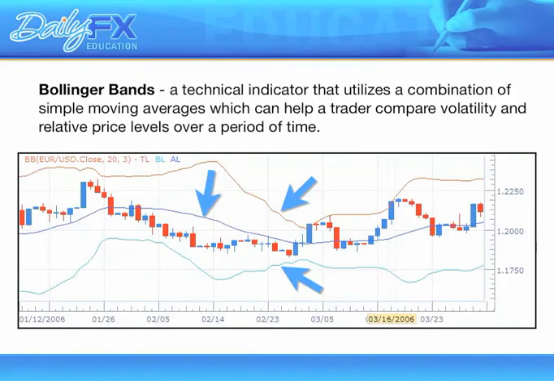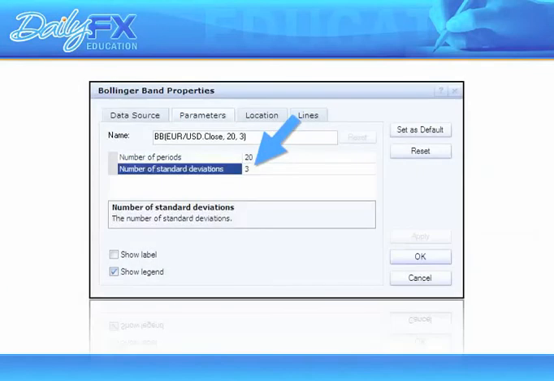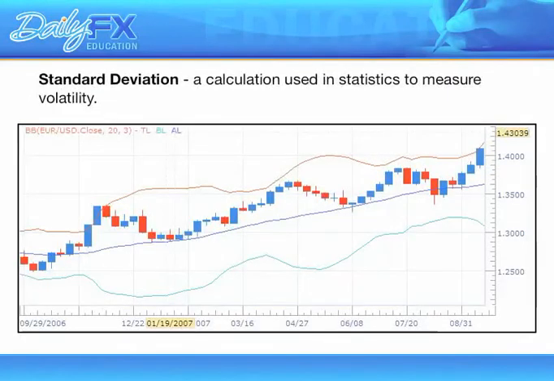To increase the reliability of the signals, we recommend changing the setting to 3 standard deviations, which can be done from the Parameters tab of the Indicator Properties window within the MarketScope 2.0 charting package. Standard deviation is a calculation used in statistics to measure volatility. Therefore, as price action approaches the outer bands, which can be considered more extreme price levels, traders often anticipate that price action will reverse around these extremes and move back towards more natural levels. Thus, the outer bands are often used to identify entry and exit points.